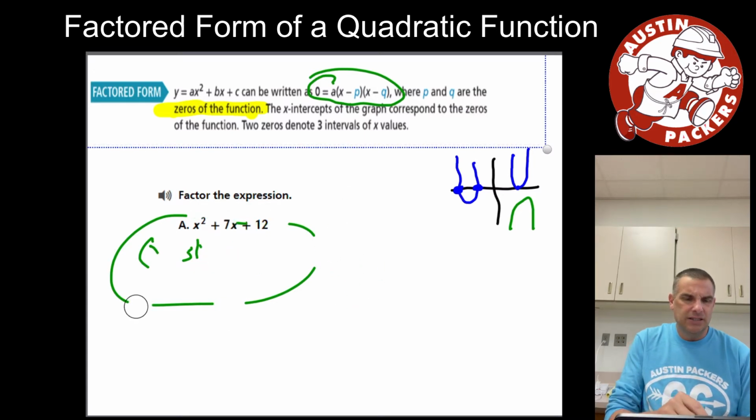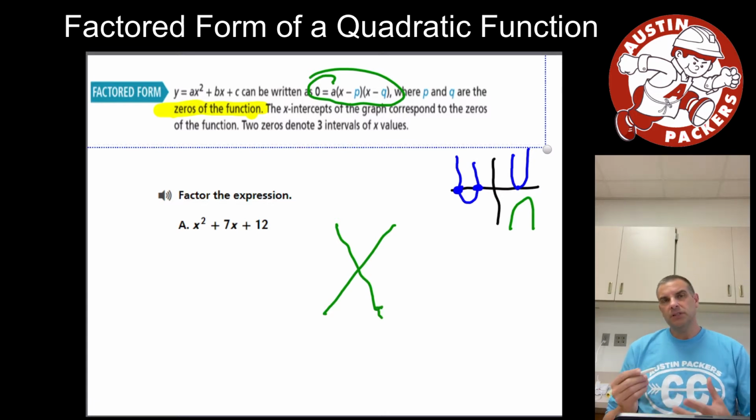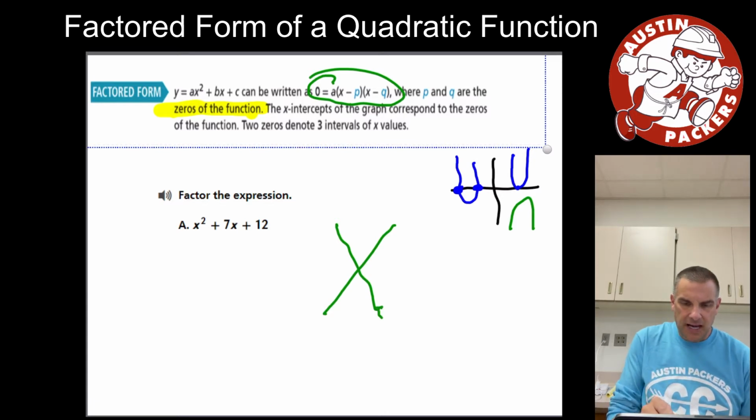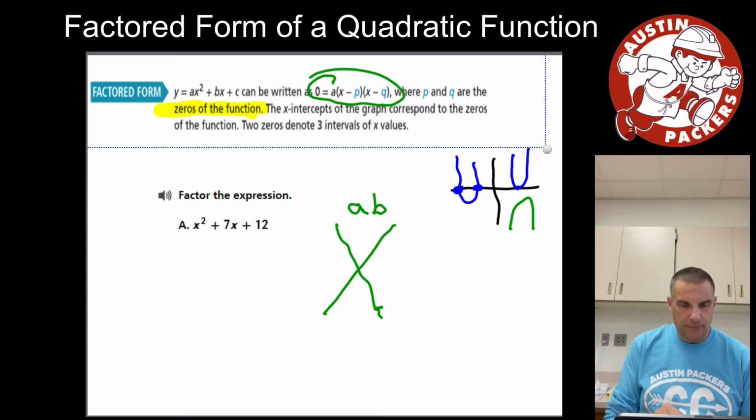Another way to do these, and we're going to do the same one again, is what I like to call the X method. And this is the way a lot of the high school teachers teach this. So the X method, on the top, we're going to take A and multiply it by... it's not A times B, so check, check, check.